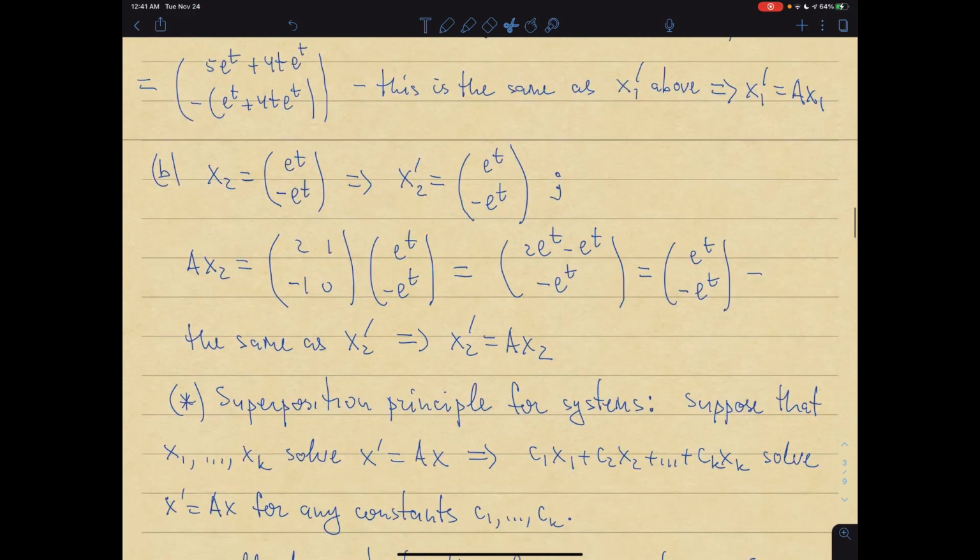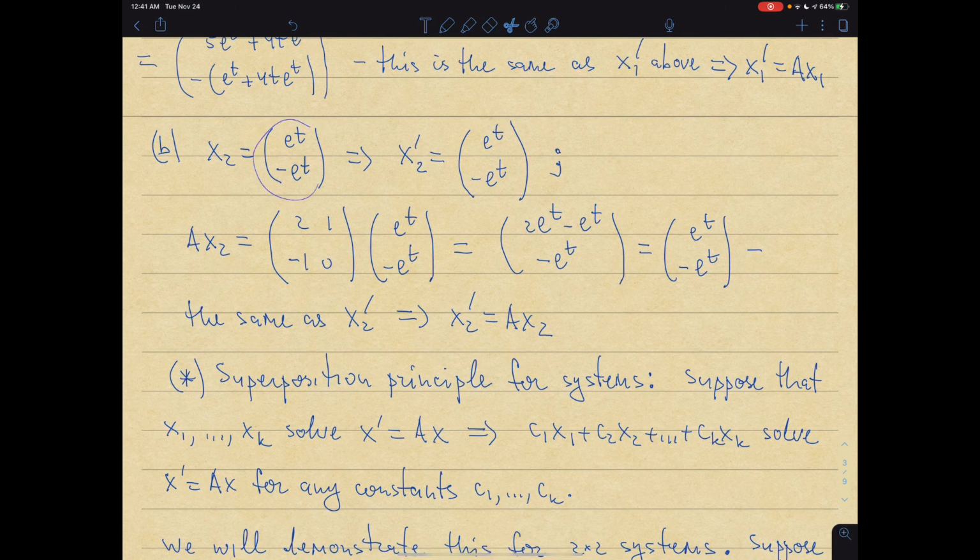Now you do the same thing for x2. You take x2, take its derivative, nothing changes because it's just exponentials. And then Ax2 ends up being exactly the same, so x2 also is a solution. Fine.